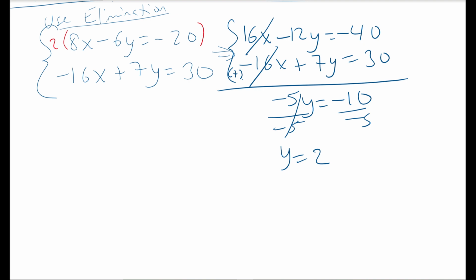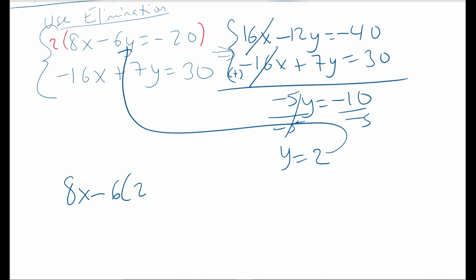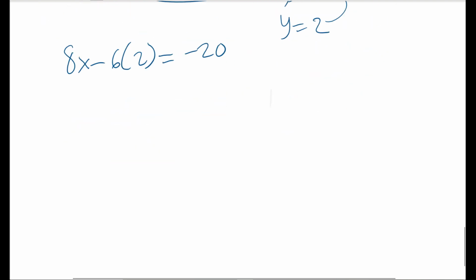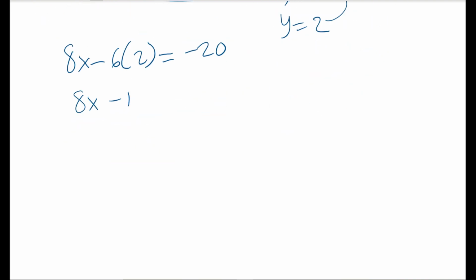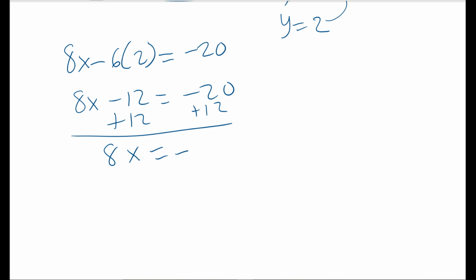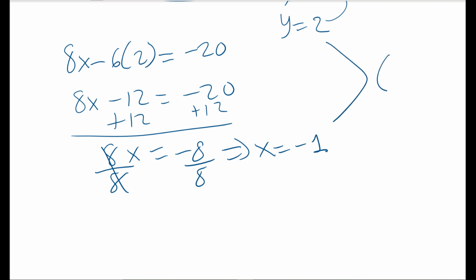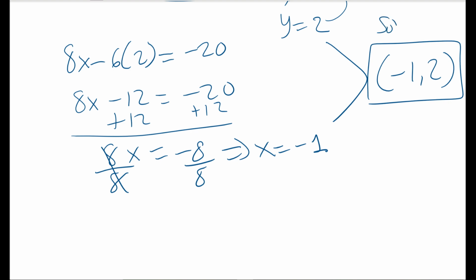So we're going to plug this variable back into one of the equations. Let's plug it into the first one. So we have 8x minus 6 times 2. Now we're plugging in 2 for y equals negative 20. Solve this. 8x minus 12 equals negative 20. Add 12 on both sides. 8x equals negative 8. Divide by 8 on both sides. And we have x is negative 1. So put your two solutions together. We have negative 1 comma 2. And that's our final solution.